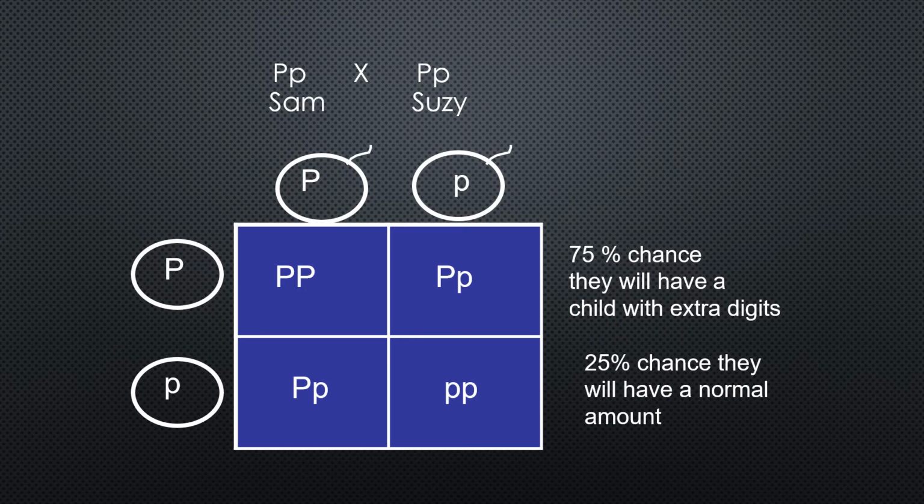So here we go. If we are looking at our Sam and Susie, and they are both heterozygous for the disease that is extra digits, that means that there's a 75% chance that their children will have extra digits, and only a 25% chance that they will be normal, in quotes, that only have 5 fingers and 5 toes.